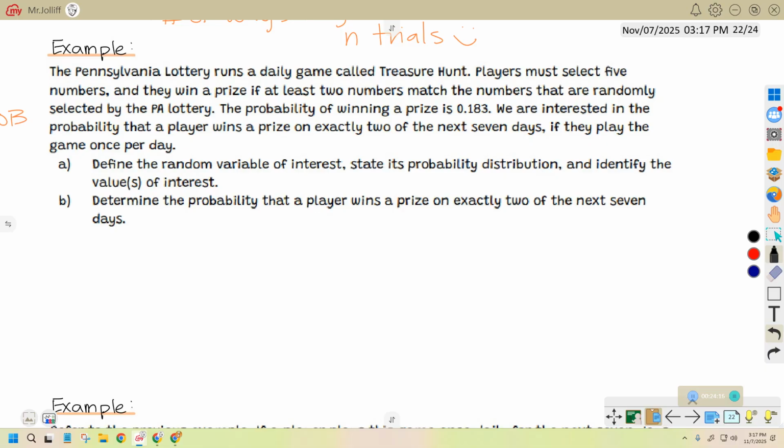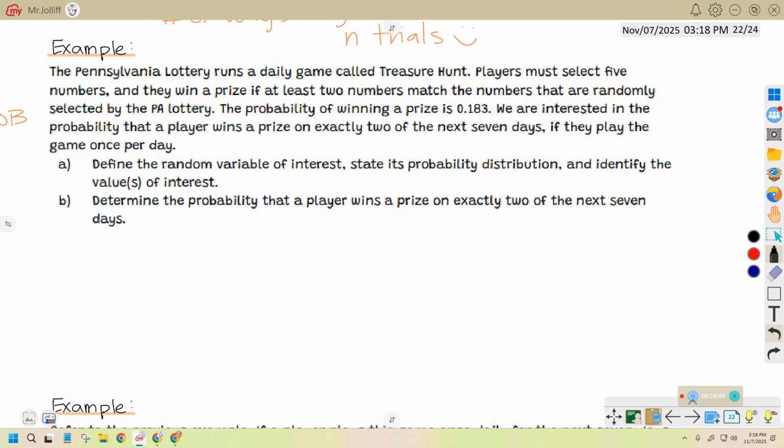All right, while you're getting your calculators out, I'm going to read. Pennsylvania Lottery runs a daily game called Treasure Hunt. Players must select 5 numbers, and they win a prize if at least 2 numbers match the numbers that are randomly selected by the Pennsylvania Lottery. The probability of winning a prize is 0.183. We are interested in the probability that a player wins a prize on exactly 2 of the next 7 days if they play the game once per day.